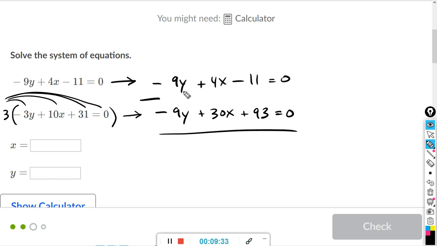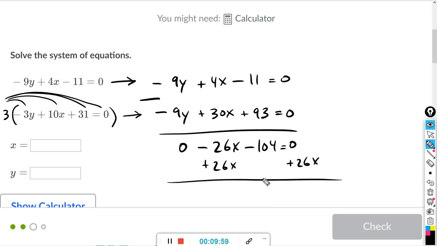Negative 9y minus negative 9y is 0. 4x minus 30x is negative 26x. Negative 11 minus 93 is going to be negative 104. And 0 minus 0 is 0. Adding 26x to both sides, it cancels here. And negative 104 equals 26x. Dividing both sides by 26, this is going to be a negative 4.